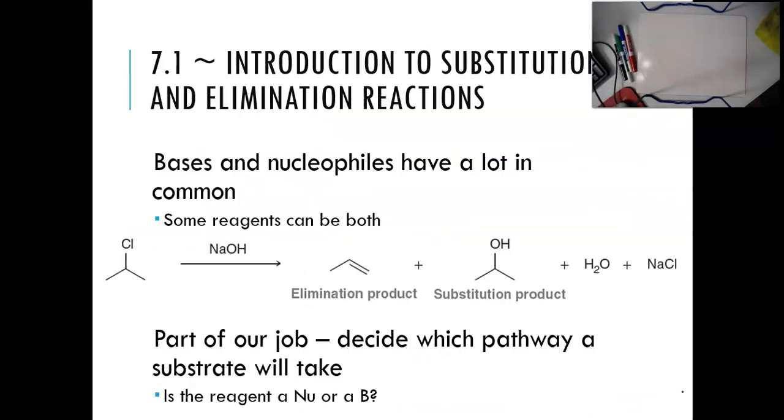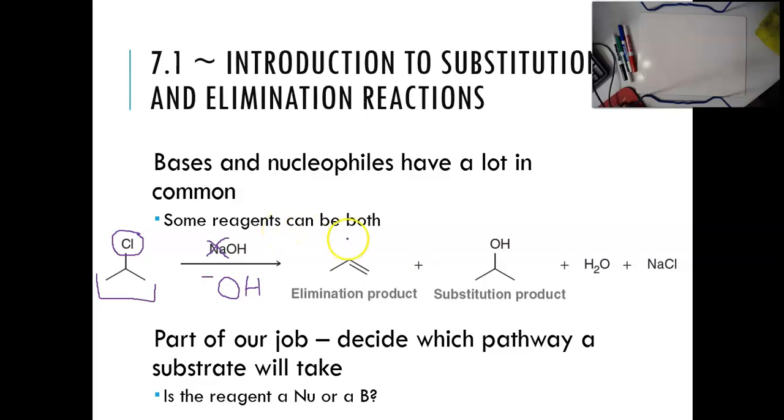Bases and nucleophiles are very similar. They're both negatively or partially negatively charged, and because of that, some reagents can do both. So for example, in this reaction we have our carbon substrate bonded to a chlorine leaving group, and we're reacting it with sodium hydroxide. Now we know that sodium is just a spectator ion, so really when we see sodium hydroxide we want to think of it as hydroxide ion. This goes for any time we see sodium or potassium bonded to an anion.